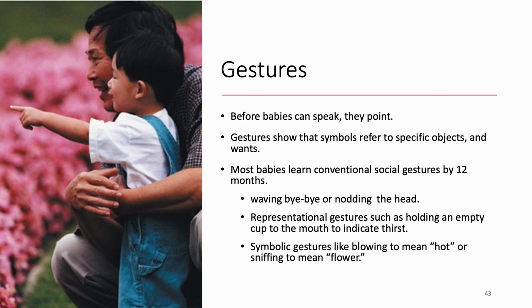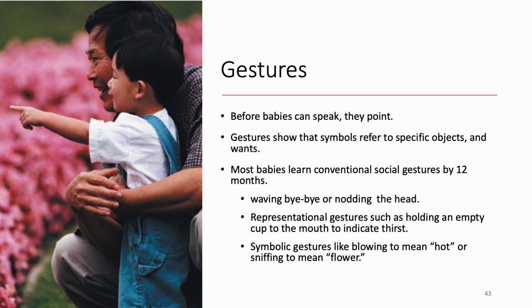And then there are gestures. Before babies can speak, they can point. Gestures show that symbols refer to specific objects and wants. Most babies learn conventional social gestures by 12 months. They can wave bye-bye. They can nod their head yes or no.